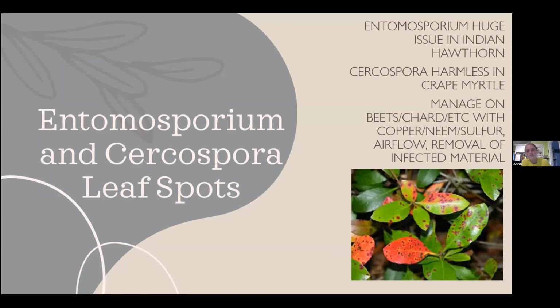Entomosporium leaf spot shows up in Indian hawthorns. If anyone's got Indian hawthorns, maybe around their house or in your parking lot, they're going to have this leaf spot. That's a good picture of it down below. It does cause a lot of decline and can cause death in the Indian hawthorns. They used to be a really popular landscape ornamental. I no longer recommend planting them in the New Orleans area. With the Cercospora leaf spot and crepe myrtle, again, harmless, enjoy the fall color. It's not going to kill the tree.